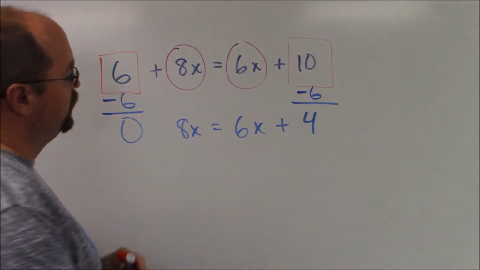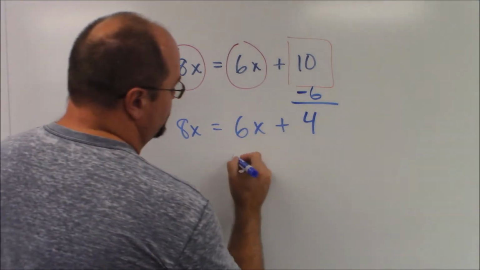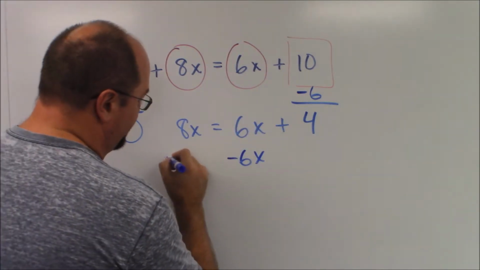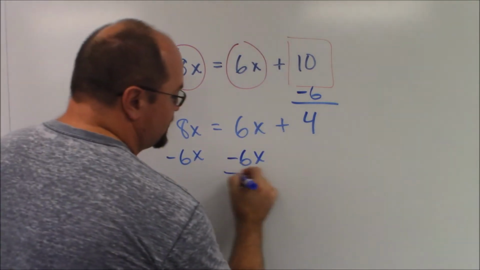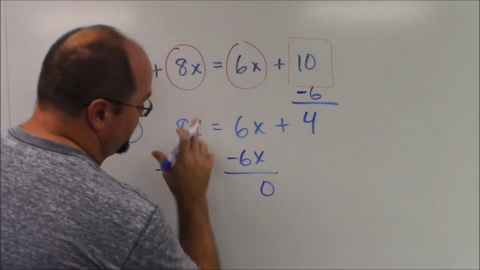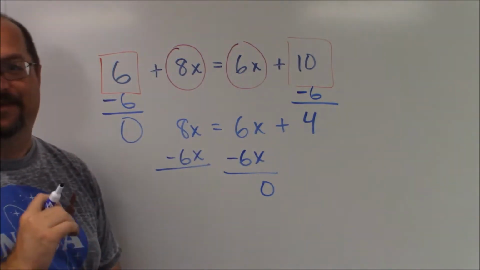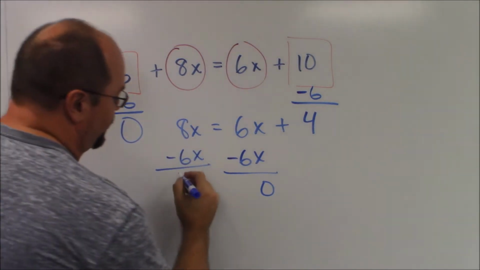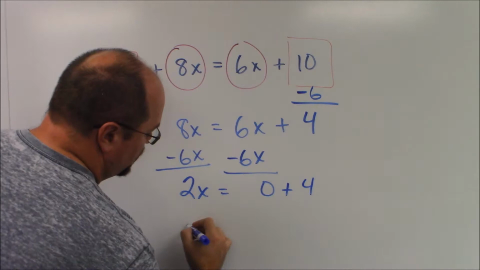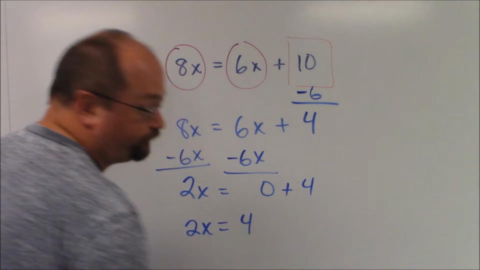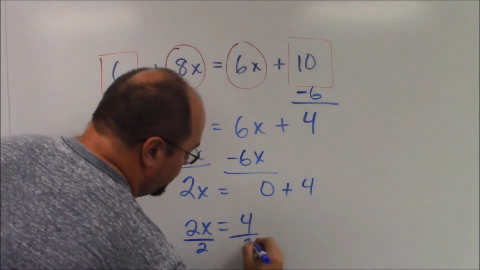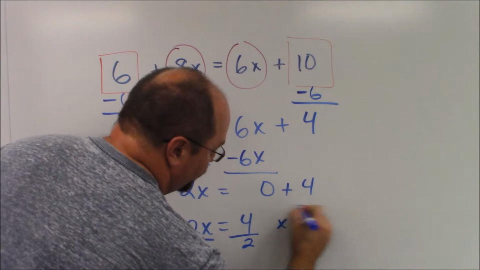All right, so now I want to get rid of this 6x. So I'm going to subtract 6x from this side. But since I've done it to the right side, I now also have to do it to the left side. So 6x minus 6x is going to give me 0. 8x minus 2x, goodness, my brain's going faster than my mouth, will give me 2x. All right, so I'm going to end up with 2x equaling 4. All right, and so then it's just a matter of dividing by 2, and so x equals 2.